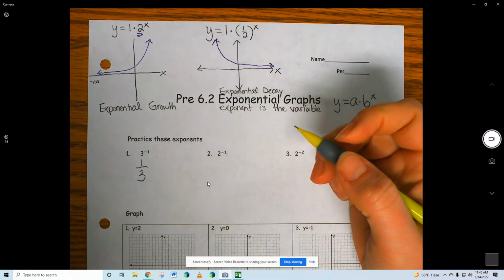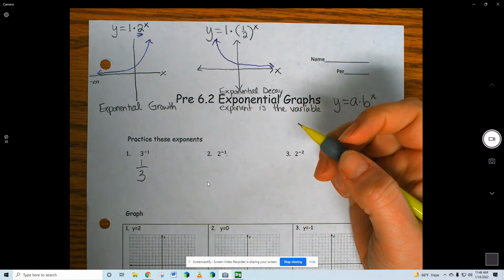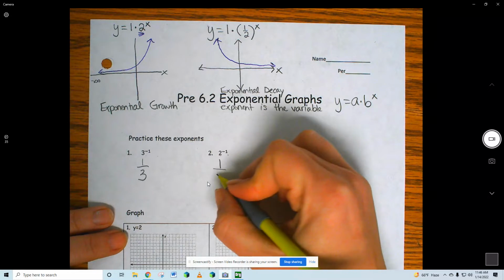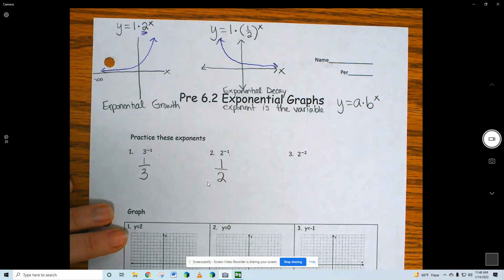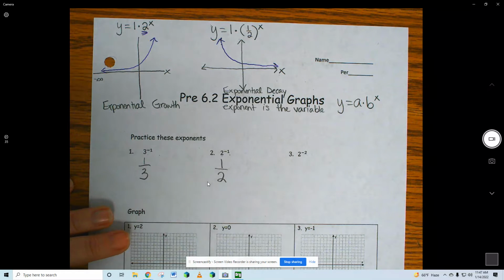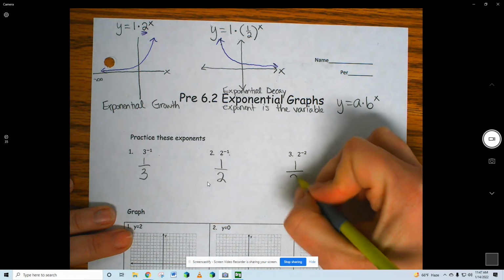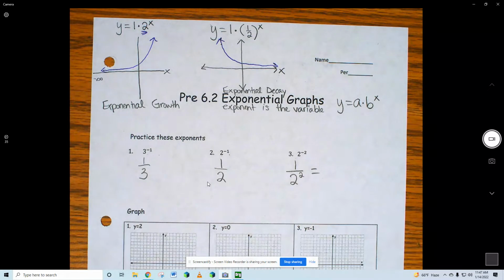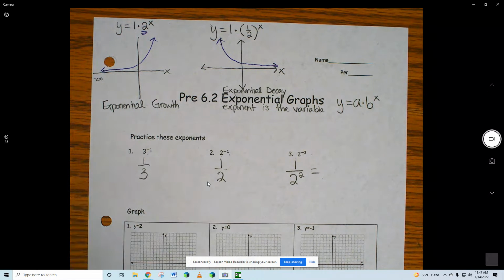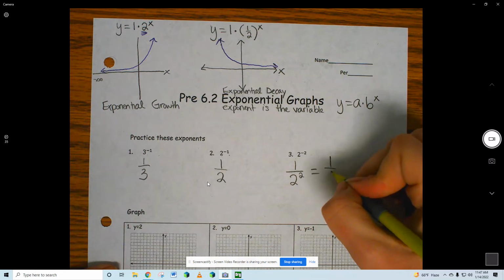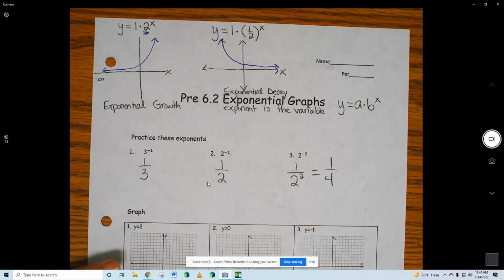What's 2 to the negative 1? 1/2. Good. What's 2 to the negative second power? 1/2 squared, which is, I have to do it because it's under 5. So I have to actually work it out. 2 squared? 1/4. Nice.